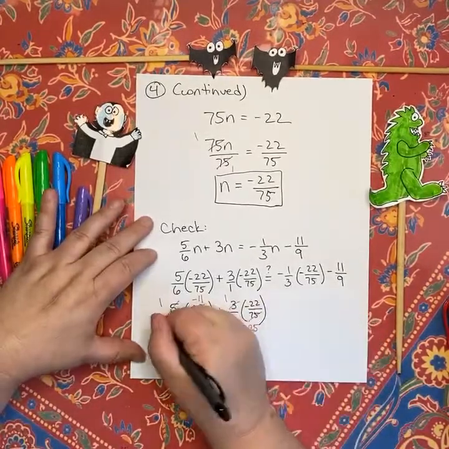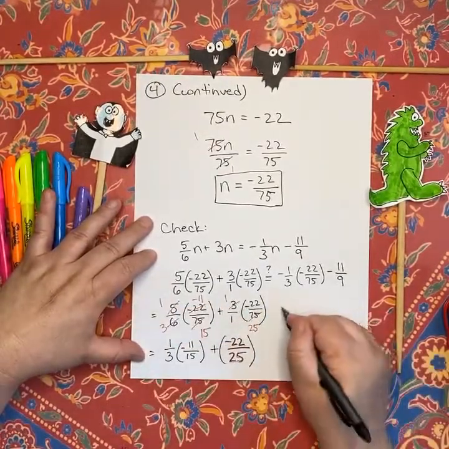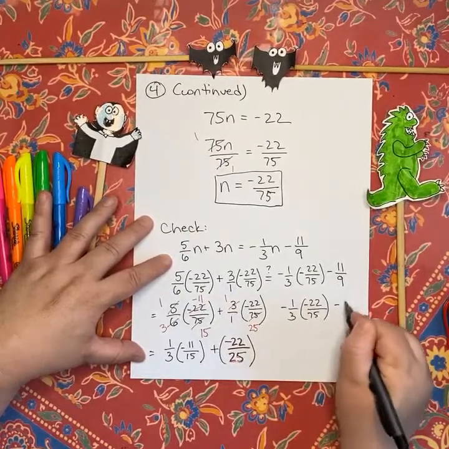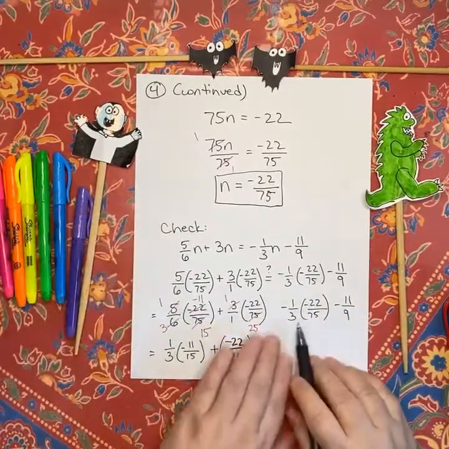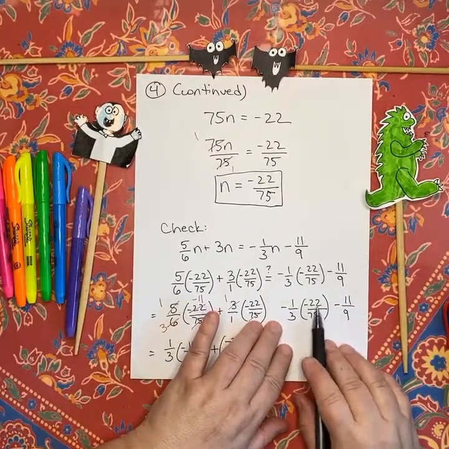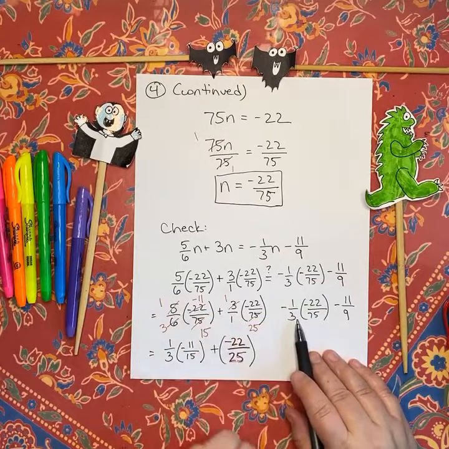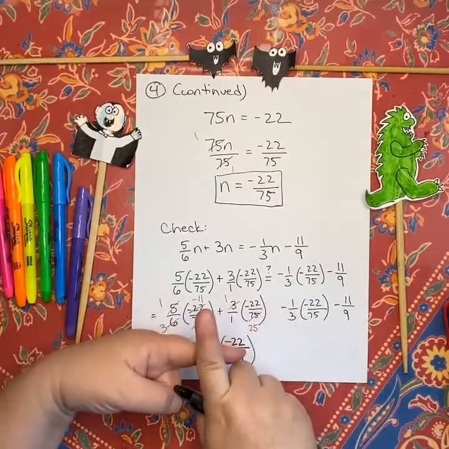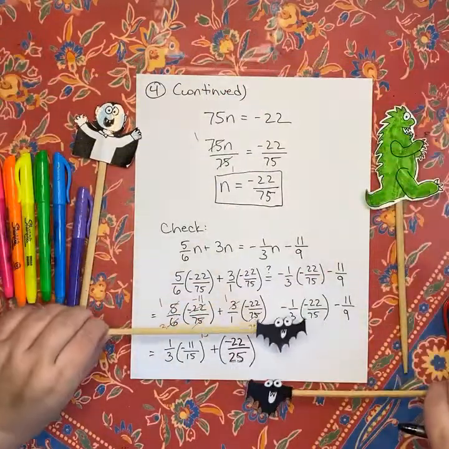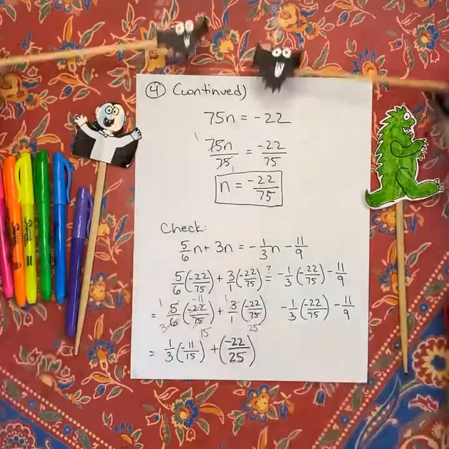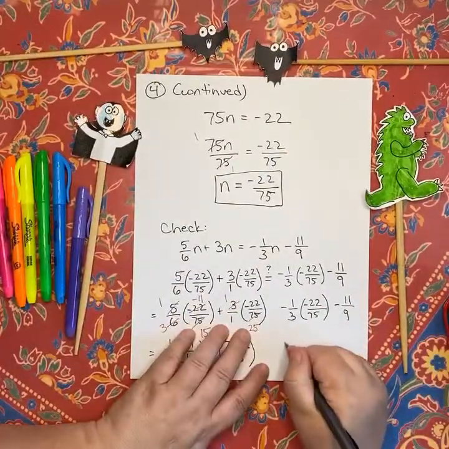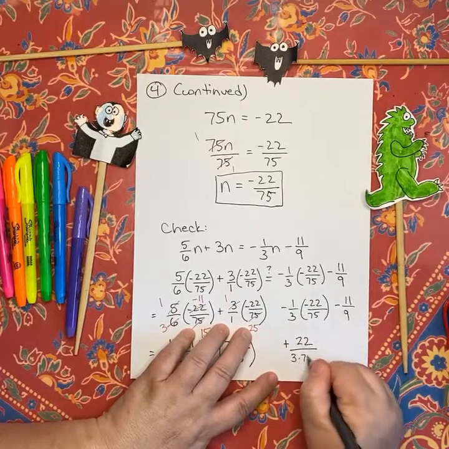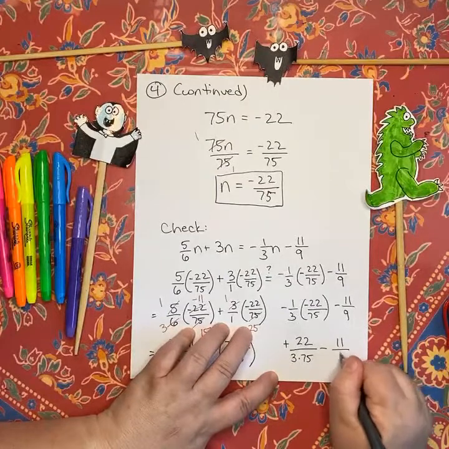Sorry about that. Okay, so that's the left side. The right side, I've got negative 1/3 times negative 22 over 75 minus 11/9. Notice the 3 does not cancel. So this one's kind of gruesome. I'm going to have to do the multiplication. This is a negative times a negative. So I get a positive right there. My Bat Brothers, 2 negatives make a plus. So I'm going to get a positive 22 on top and 3 times 75 on the bottom minus 11/9.